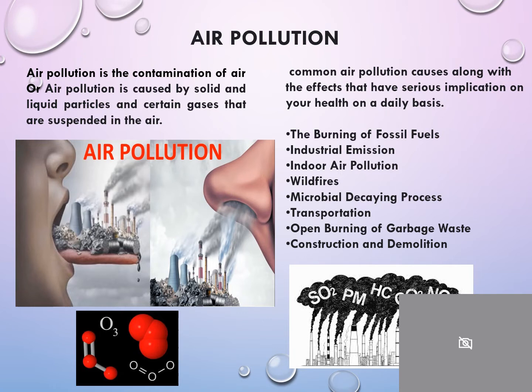What are the things that produce air pollution in our environment? The first one is the burning of fossil fuels, industrial emission, indoor air pollution, wildfires, microbial decaying process, transportation, open burning of garbage waste, and construction and demolition. These are the processes that continuously produce air pollution in our environment.